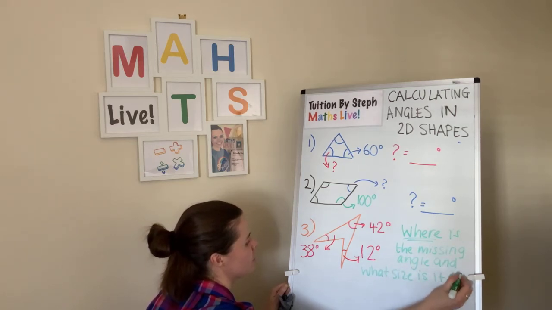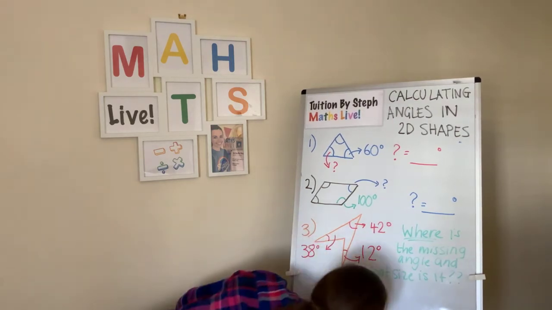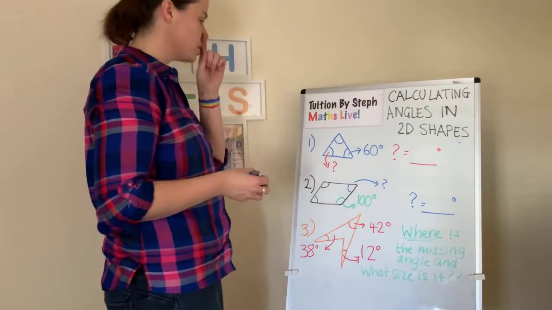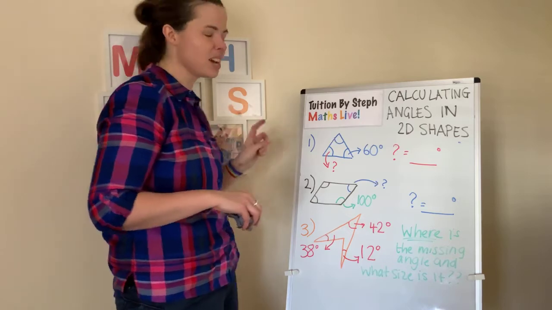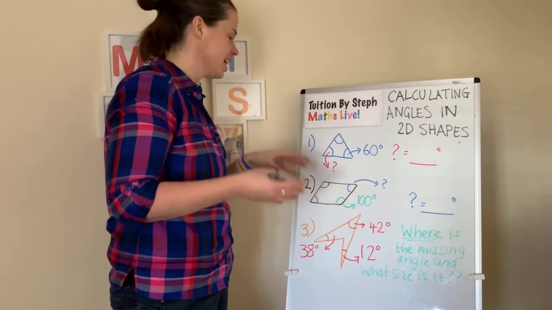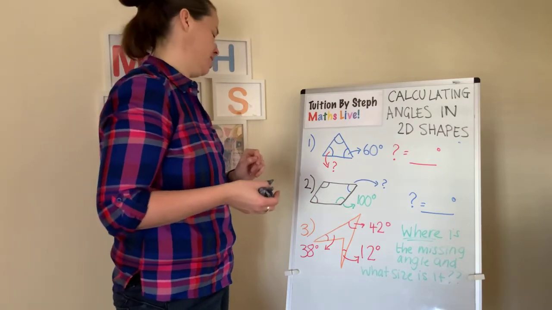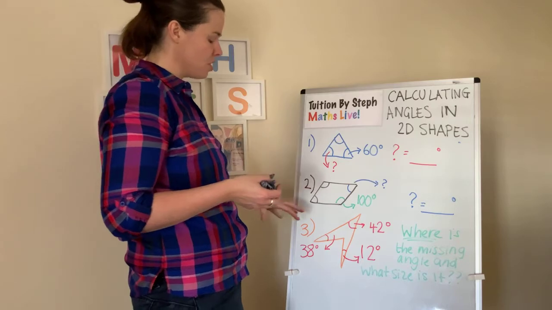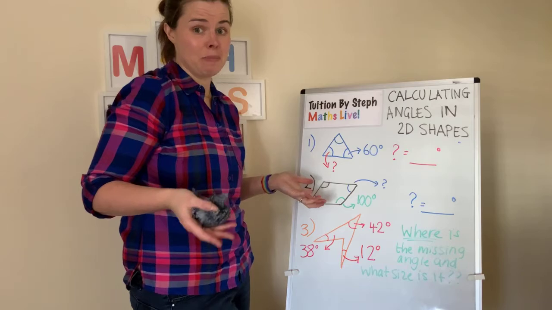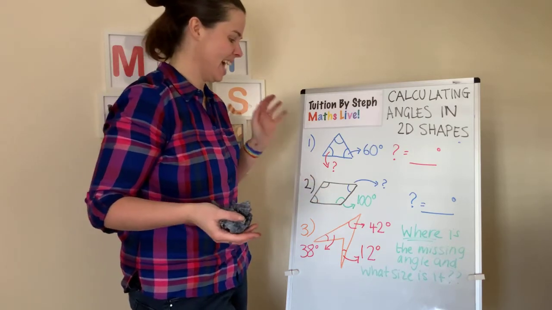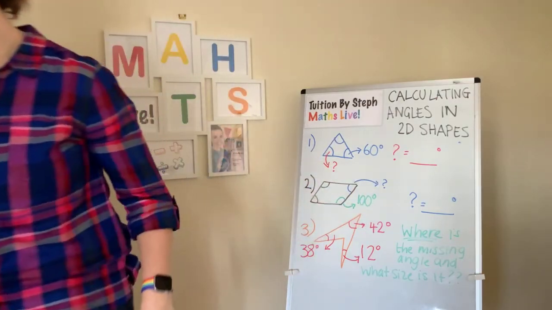Okay, so you've got 3 questions. Question 1, you've got a triangle. One angle is 60 degrees. What is another angle? Question 2, you've got a parallelogram. I've given you the size of just one of the angles. Can you work out what this angle is? And the last one's a real brain teaser. I've drawn a shape. I've given you the size of the 3 angles. Part 1 is where is the missing angle? Where is it? And can you work out the size of it? This is a hard one. It is hard.